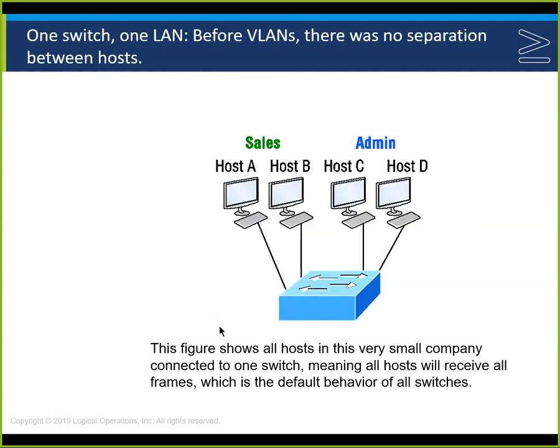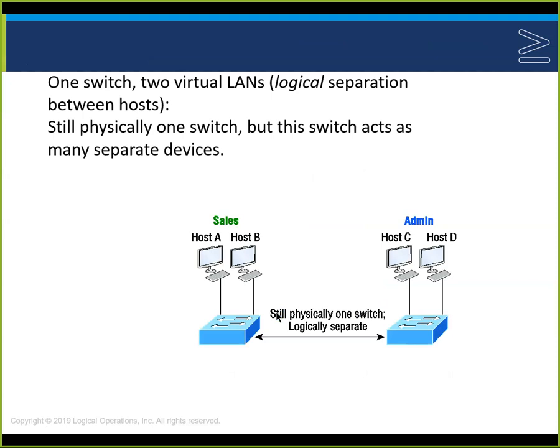In this one, the slide shows that all the hosts in this very small company are connected to one switch, which means that all the hosts will receive all the frames, which is the default behavior of the switches. That's what they do with the broadcast frames. The switch is going to create the MAC address table, and when we do the unicast one-to-one, it's only going to go to the device that it's designed to go to.